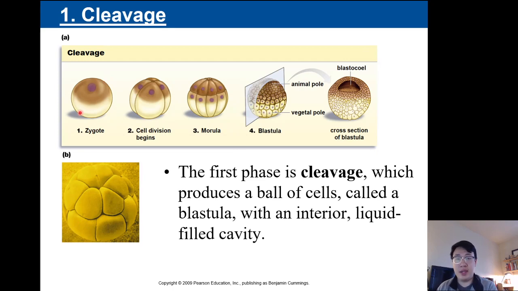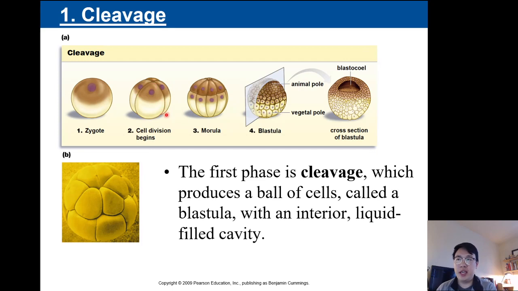Like I said, zygote is just a fertilized egg cell. Once the sperm penetrates the egg and injects the dad's DNA into the female's egg, now it becomes a fertilized zygote. Okay, and then the process of cell division begins. So the first phase is called cleavage, which produces a ball of cells. And this is what we call a blastula. Okay, not blastoma. Blastoma is something totally different. So blastula with an interior liquid-filled cavity. So there's going to be a lot of water inside, a lot of different nutrients inside.